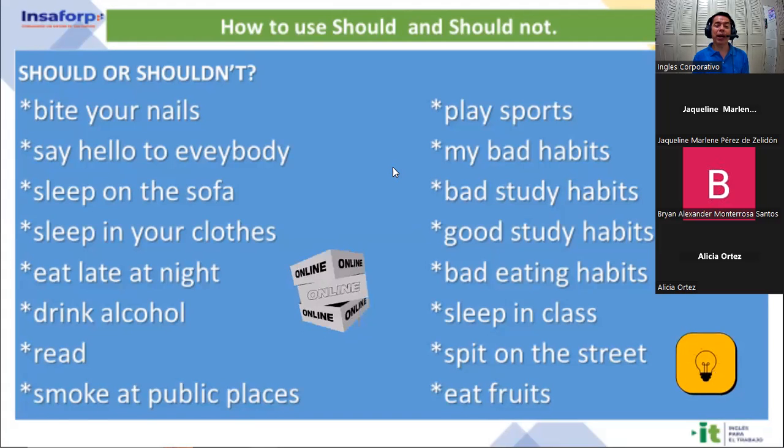Say hello to everybody, you know, greet everybody, saludar a todo el mundo. Good morning, goodbye. See you later, Don Juan, Don Julio. Niña Chus, goodbye, you know. So say hello to everybody. Oh, sorry. Aquí me equivoqué, perdón, es everybody. Ustedes saben que es everybody, ¿verdad? Sí. Okay, next one, sleep on the sofa.